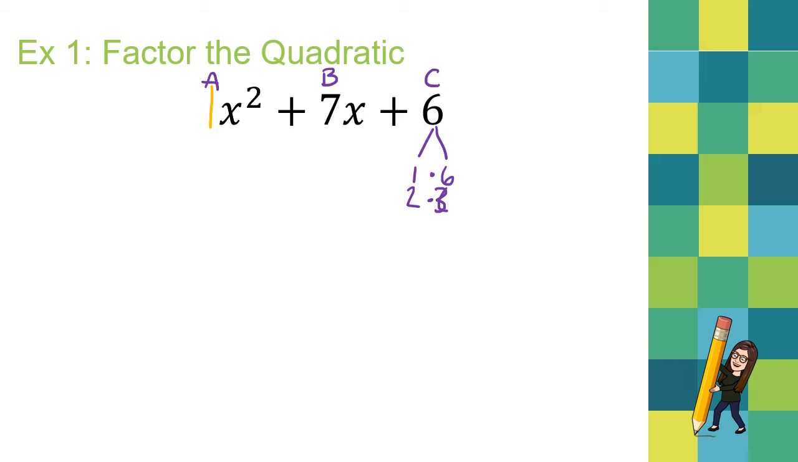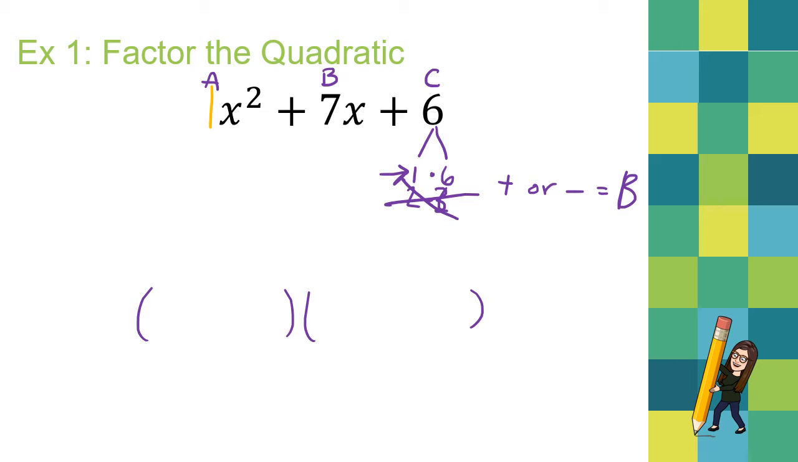Next, which of those factors can add or subtract to get me to my b value? Well, let's see, my b value is 7. Can a 1 and 6 make 7? Yes. Can a 2 and 3 make 7? No. So 1 and 6 are my factors.